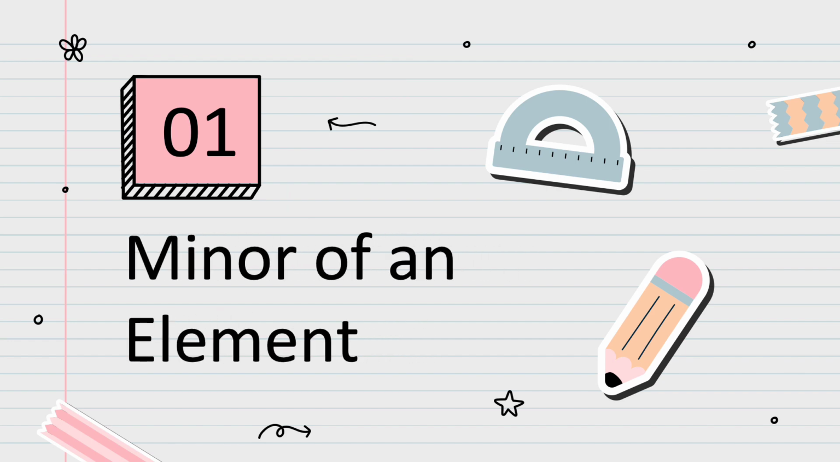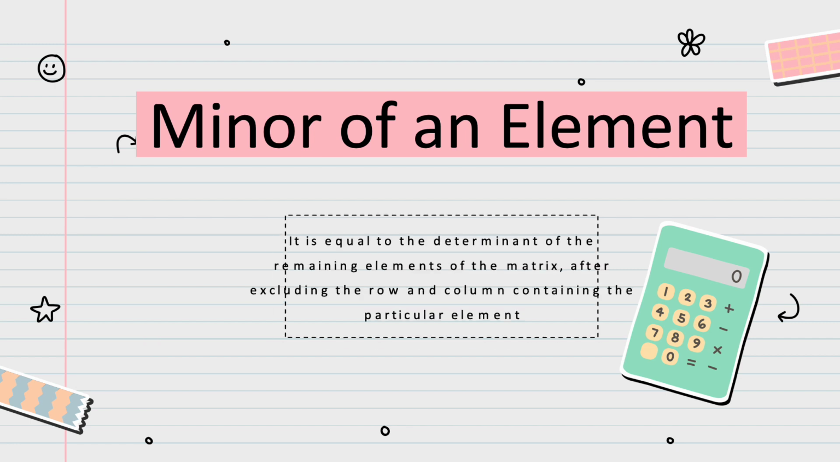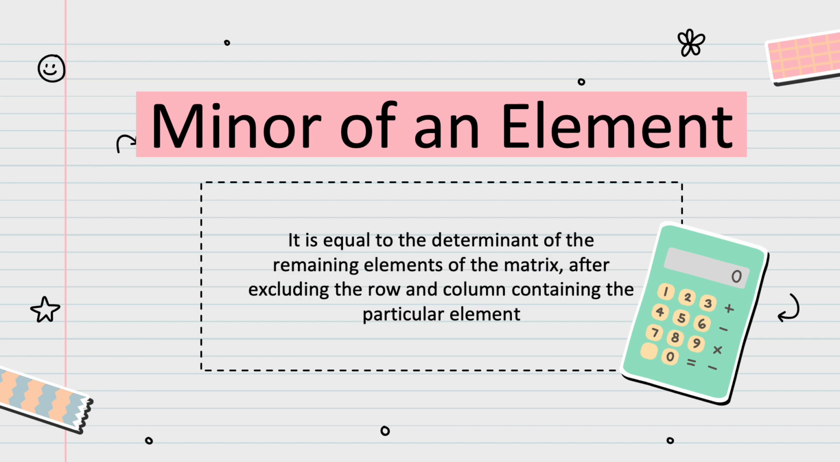So what is the minor of an element? The minor of an element is equal to the determinant of the remaining elements of the matrix after excluding the row and the column containing the particular element.